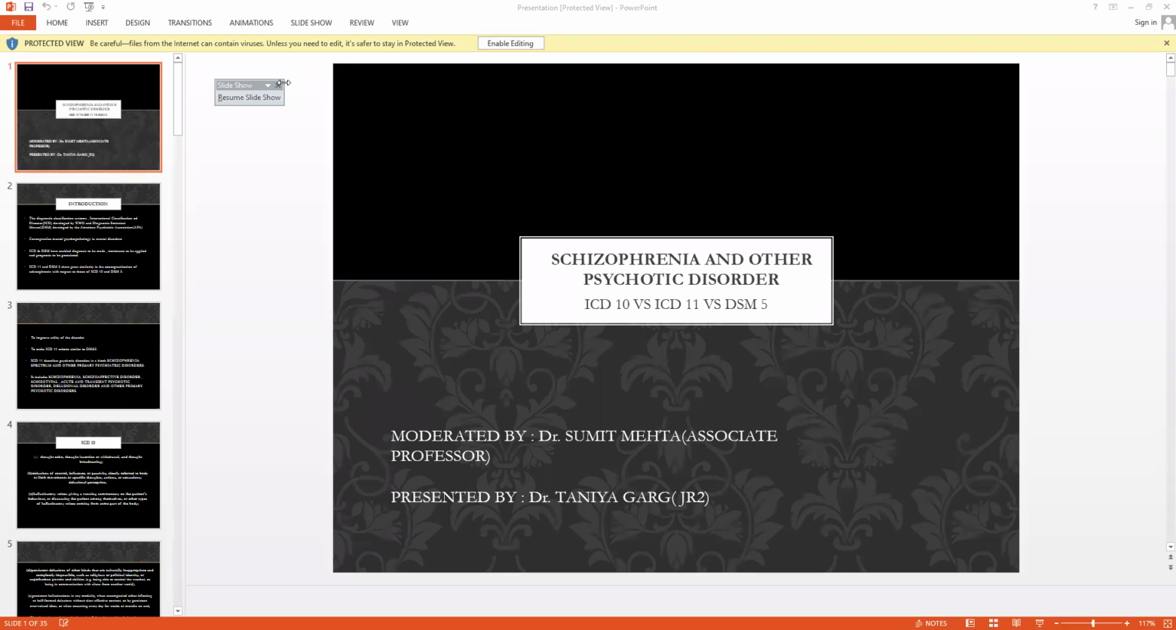ICD-11 values first-rank symptoms equally with hallucinations and delusions of any kind as diagnostic criteria of schizophrenia. ICD-11 removes the subtypes of schizophrenia from ICD-10 as a way of capturing the clinical heterogeneity of the disorder. Subtypes had low diagnostic stability in longitudinal assessments.